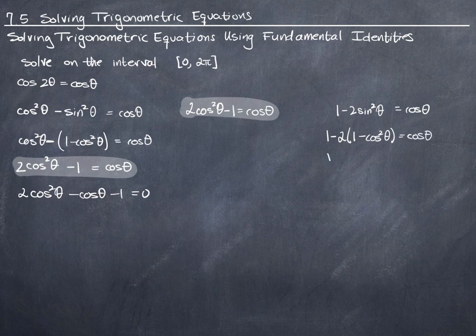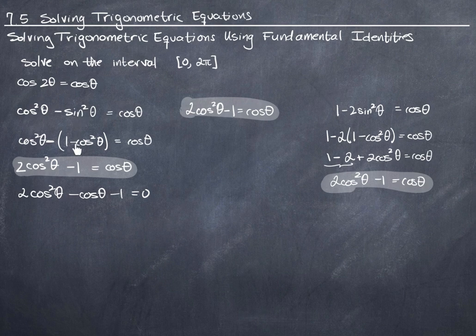And that gives me 1 minus, I'm going to distribute, 2 plus 2 cosine squared theta equals cosine theta. And when I do my arithmetic here, I end up with 2 cosine squared theta minus 1 equals cosine theta. And I have the same again. Now, there's absolutely nothing wrong with just trying one and doing some substitution and getting where you're going.